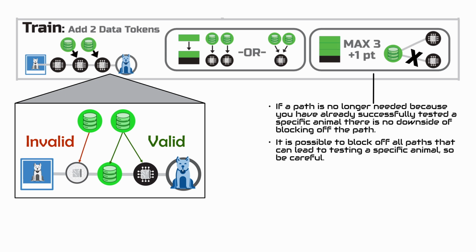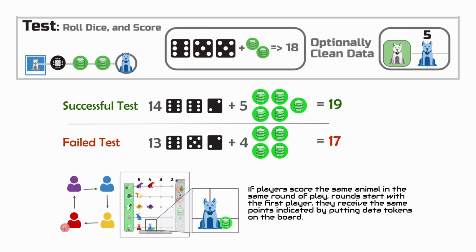Okay, so you've designed it, you've trained it, maybe risked some overfitting. Now, test model. Time to see if it works. You need to find a path of 3 nodes with node tokens on them, connecting an animal picture on the left side of your board to its matching animal token on the right. Then you roll 3 dice.